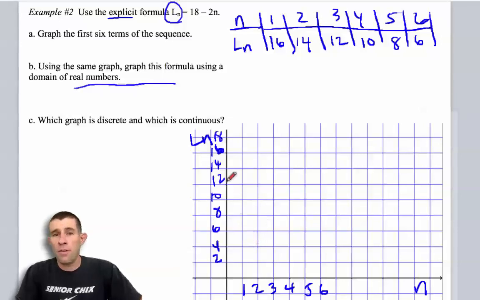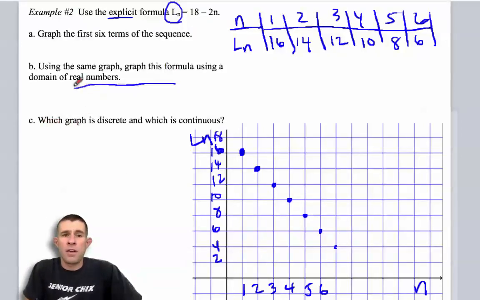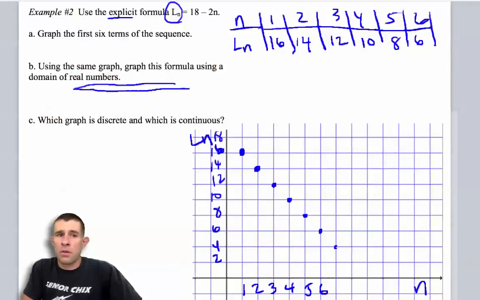All right, once we have our axes labeled, we can go ahead and start plotting our points. Our first term started off here at 16, and then we dropped by 2 each time. Now, the final part of this, it says we want to graph this using a domain of real numbers. So remember, a domain of real numbers includes fractions.